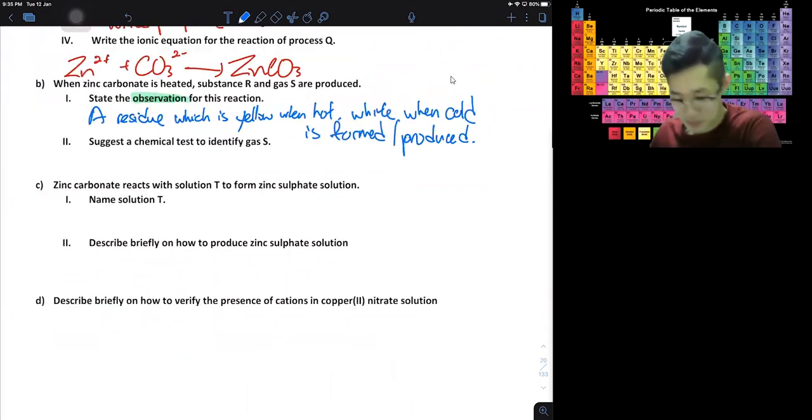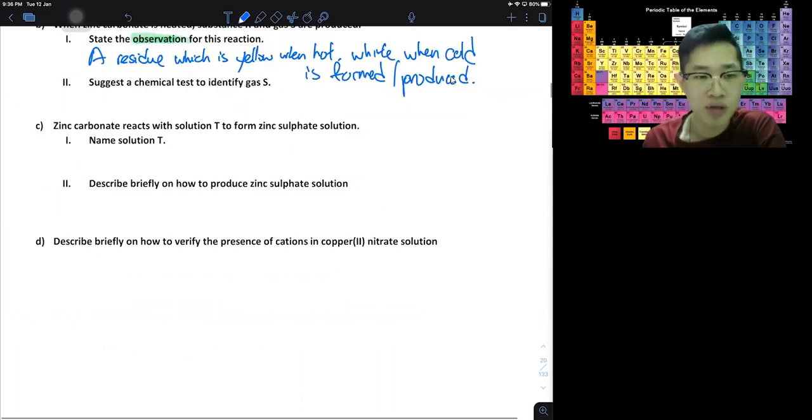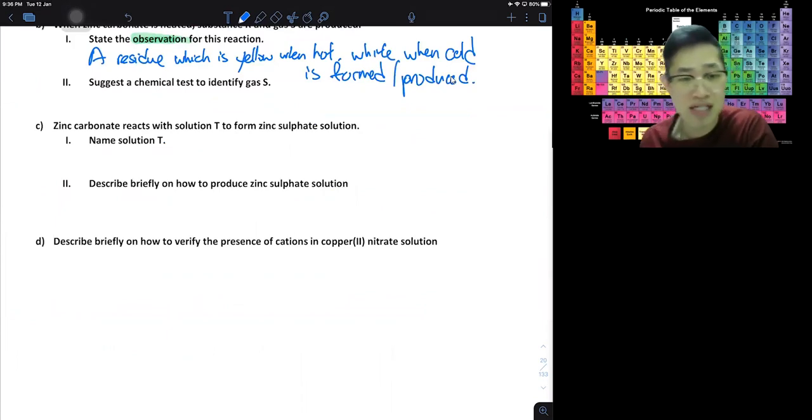Next, a chemical test to identify the gas, this one I skip. Lime water turns cloudy only. You know how to write, right? Zinc carbonate reacts with solution T to form zinc sulfate solution. Solution T, sulfuric acid, done.